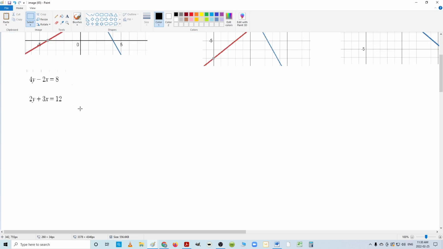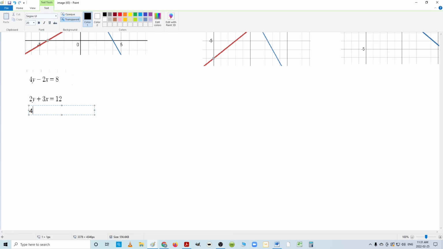So the secret here is I'm going to make my y's or my x's match. But I think it's going to be easier to make my y's match, because I can see up here this is plus 4y and this is plus 2y. So if I just multiply everything here by 2, it'll be a 4y. So that's my first step. I'm going to try to make this 2y become 4y. How do I do that? I multiply each thing by 2. What's 2y times 2? It's 4y. What's 3x times 2? It's 6x. What's 12 times 2? 24.